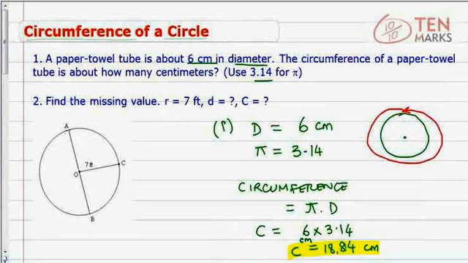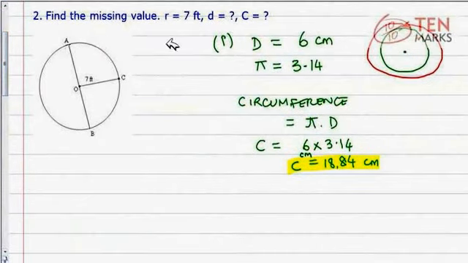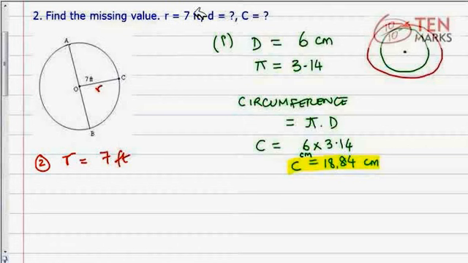Now let's look at the second part, and let's do that in red. The second part says find the missing value. We are given this particular circle where the radius r equals 7 feet. So we're given this radius r equals 7 feet. We need to find the diameter and we need to find the circumference.